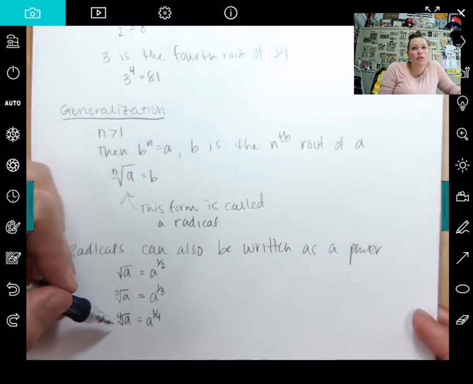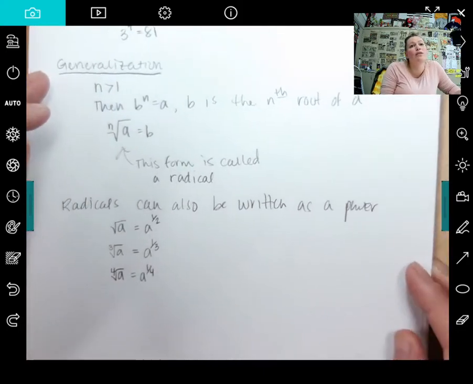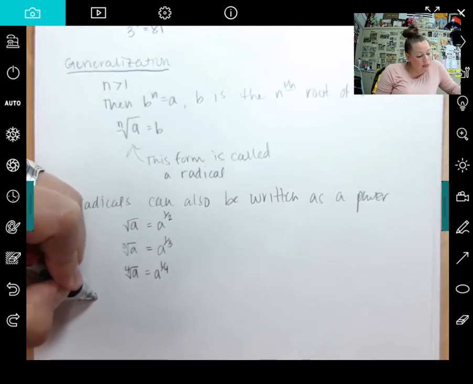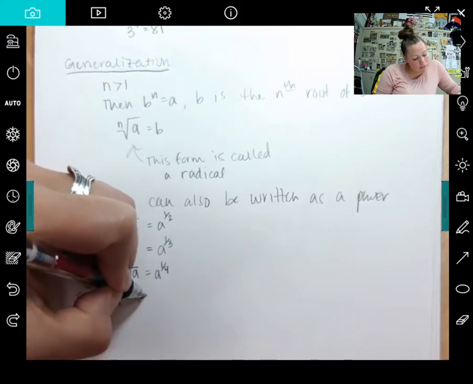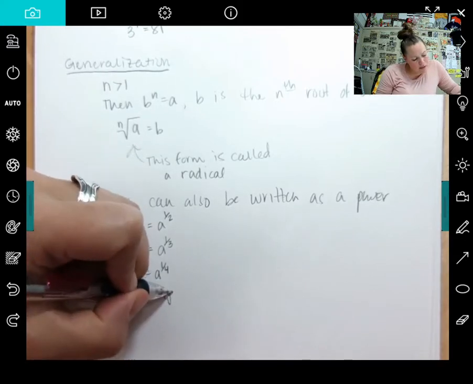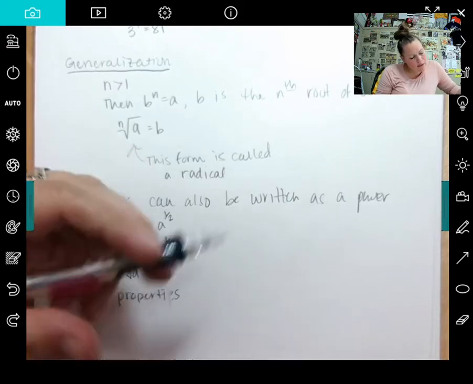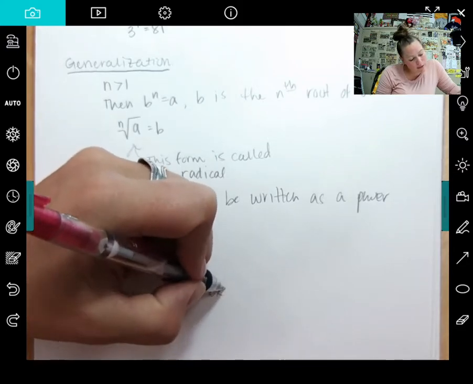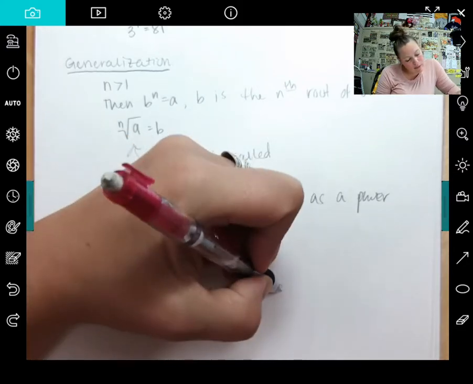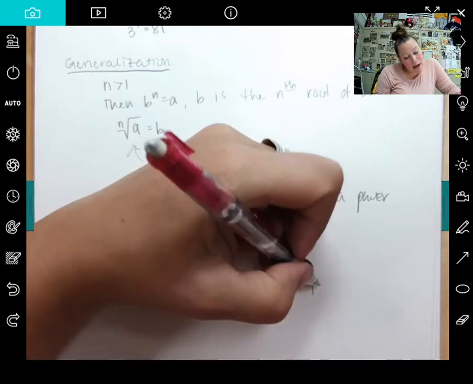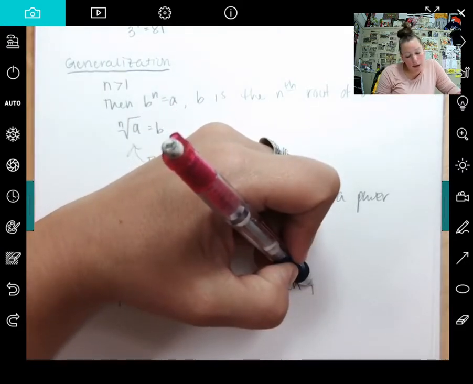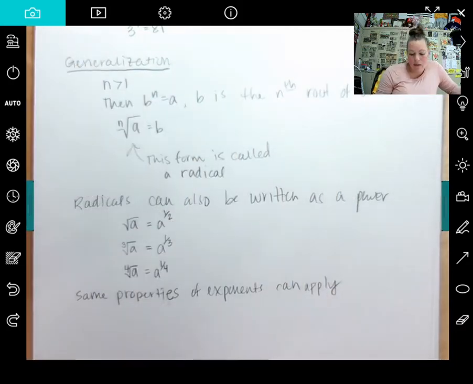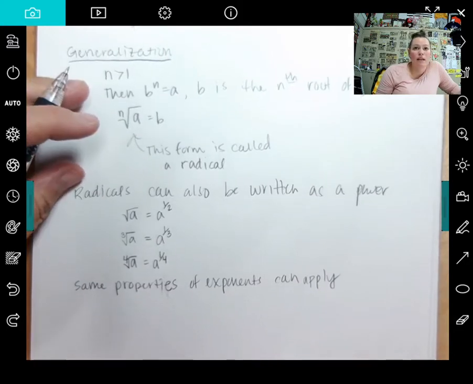This continues too. If you took the 5th root, the 6th root, the 7th root, you could take whatever root of whatever number you wanted to. You can use all the same properties. So same properties of exponents can apply. So by that I mean like the power of powers property, the product of powers property.